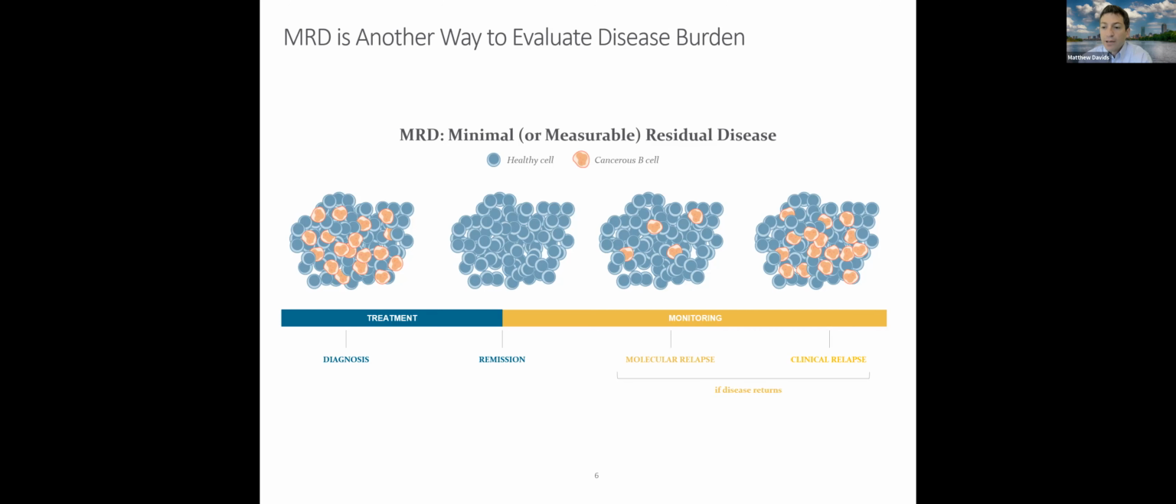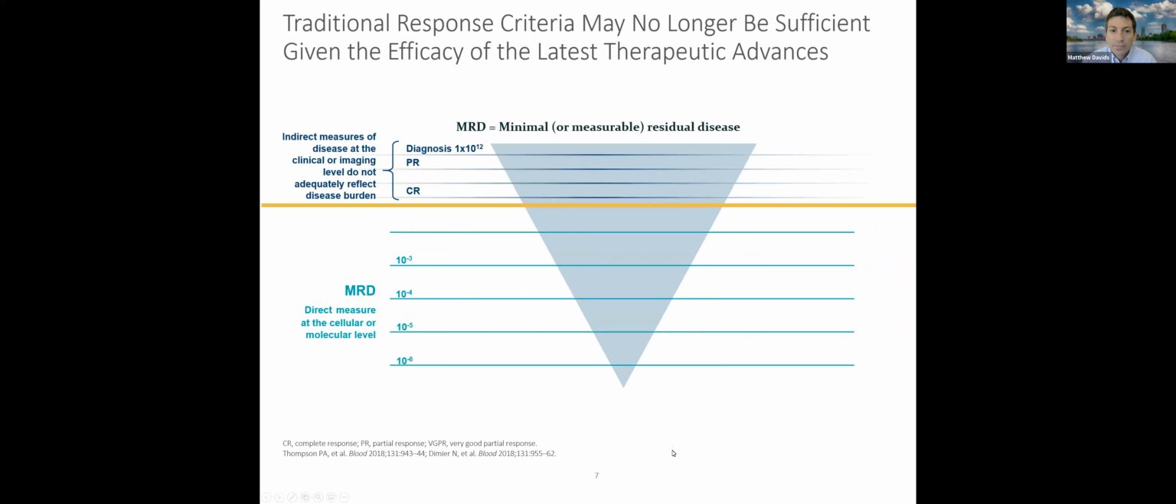And then finally, on the far right, column 4, you see clinical relapse. Then we get back to, as we saw at diagnosis, where we can look under the microscope and it's fairly easy to see the disease, and maybe MRD testing is not as necessary there. So that's one way to look at MRD.